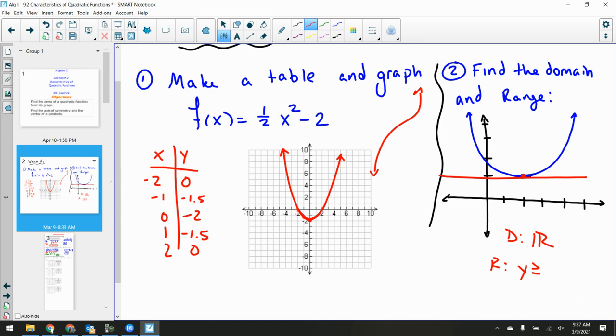Now, the y is greater than or equal to the y value of that vertex. So since this is at 2 comma positive 1, the y value is 1. If it pointed downward, meaning the a value would have been negative, then it would have been less than or equal to instead of greater than or equal to.